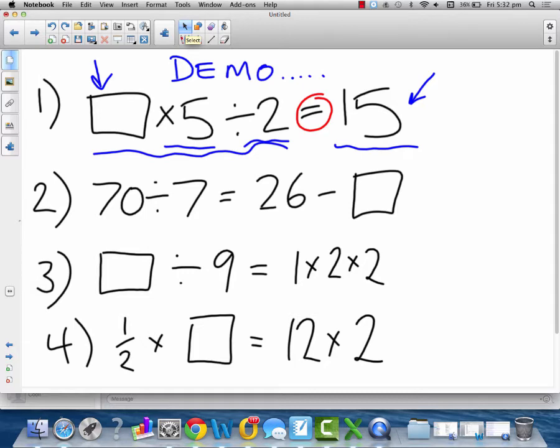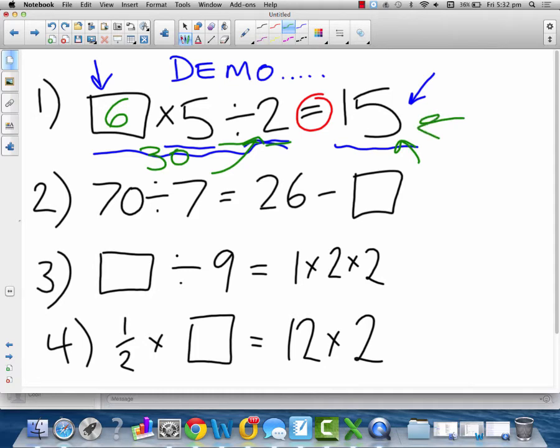What times 5 divided by 2 equals 15? I'm just going to tell you because this is the showing bit. Well, this has got to equal 30 over here, surely. Because if it's going to be divided by 2, it's going to equal 15, isn't it? So 6 times 5 equals 30, doesn't it? And then 30 gets divided by 2 to equal 15. Okay? I hope that made sense.